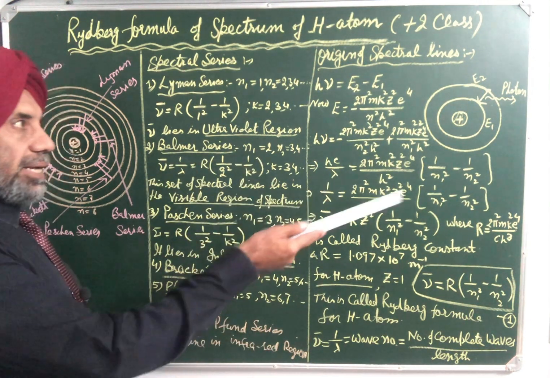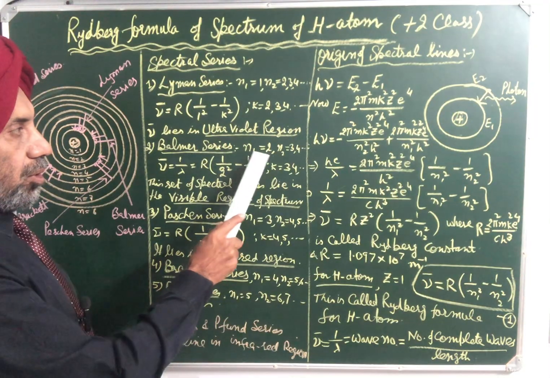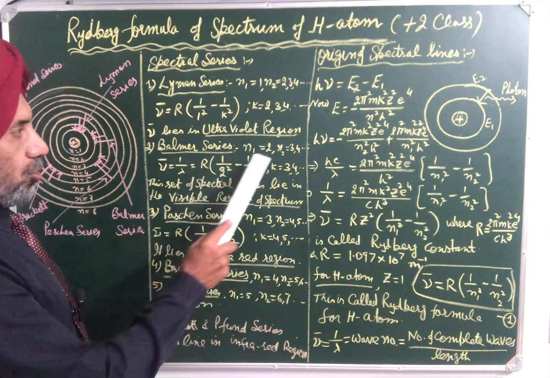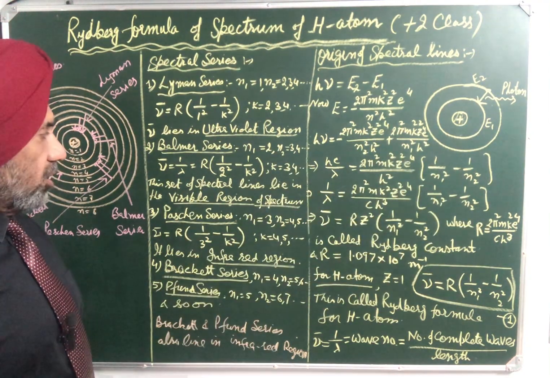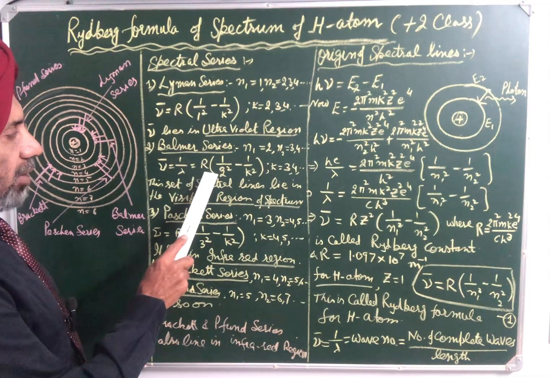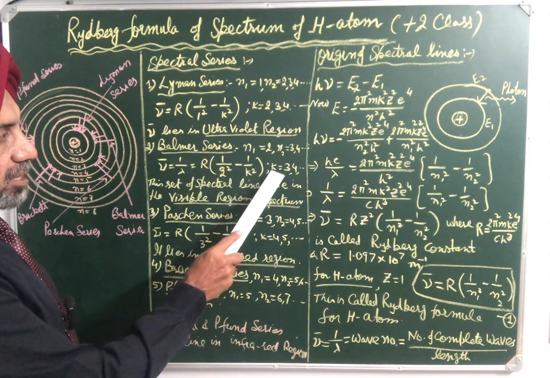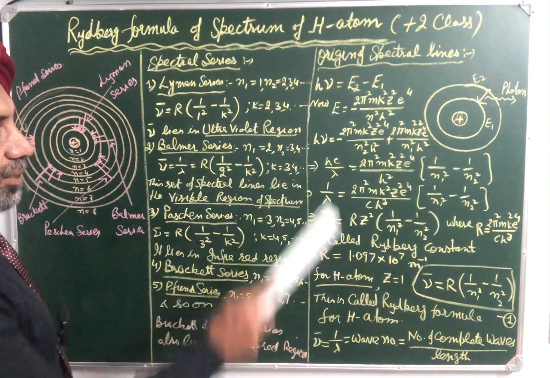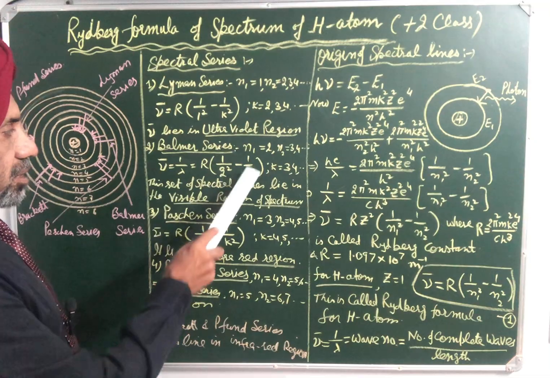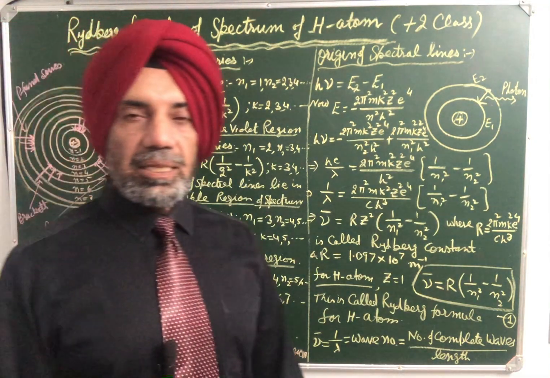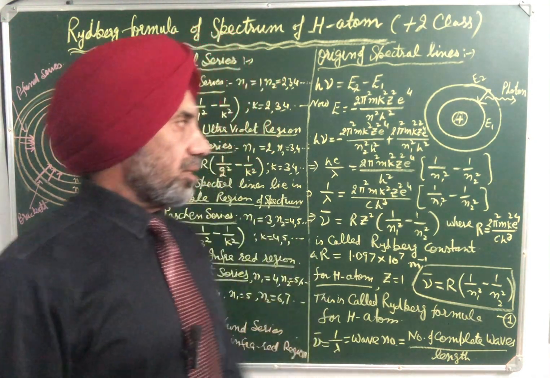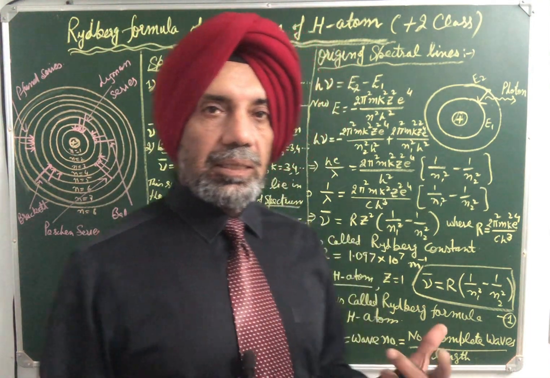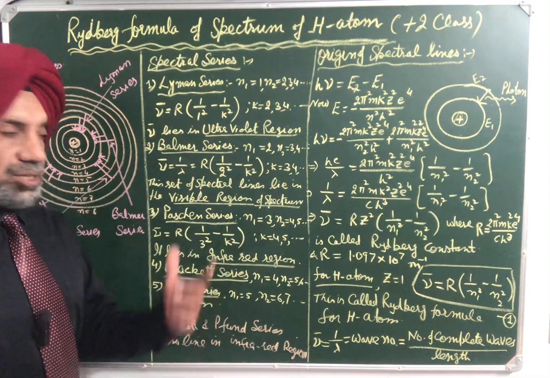Number 2, Balmer series. When an electron jumps from any higher orbit to the orbit having principal quantum number n equal to 2, n2 will be 3, 4, 5 and so on. So nu bar, equal to 1 by lambda, will be R (1 by 2 square minus 1 upon k square), k = 3, 4, 5 and so on. In this case the lowest value of k is 3. So this set of spectral lines lies in the visible region. So Balmer spectral lines lie in the visible region.